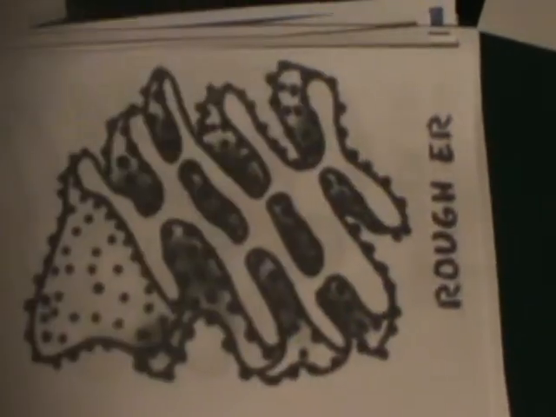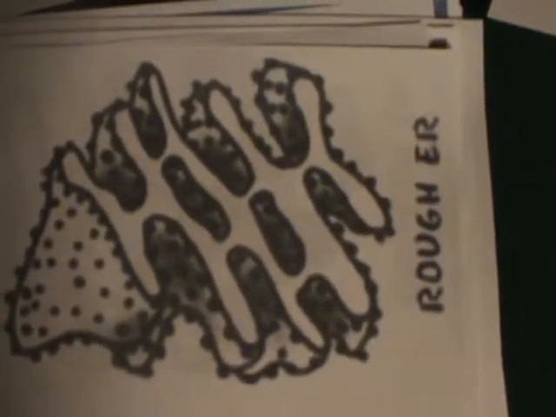Ribosomes. They make proteins from the info gained from the RNA. They are usually found in the rough ER or free around the cytoplasm. And then the rough ER, it makes proteins and has ribosomes. That's why it's called rough ER. There's another picture of it.